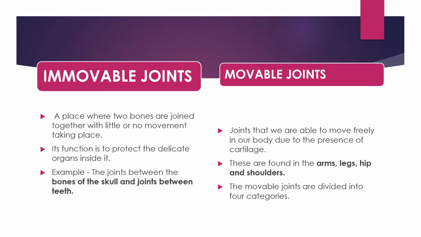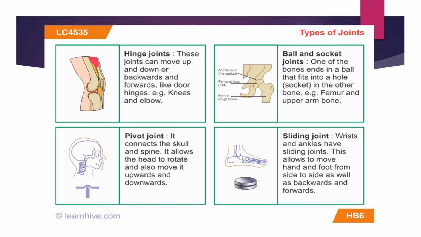Movable joints are the joints that we are able to move freely in our body due to the presence of cartilage. They are found in our arms, legs, hip and shoulders. The movable joints are further divided into 4 categories. We will discuss them one by one.